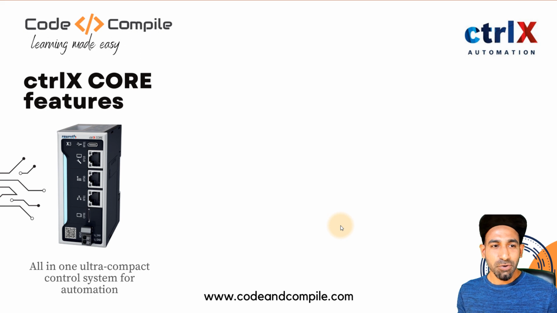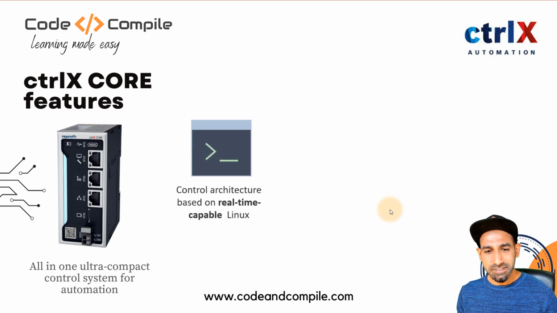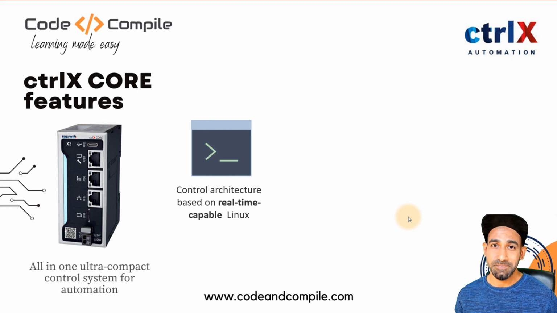So let's see what we have in this video. We start with ctrlX features. When we say it's an all-in-one ultra-compact control system, let's see what features it includes. We start with control architecture. It's based on real-time capable Linux. These days, we have seen many controllers coming up with a Linux operating system. And we know that when you have an operating system inside, we can scale up the applications.